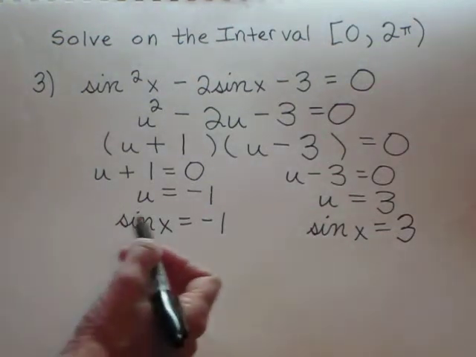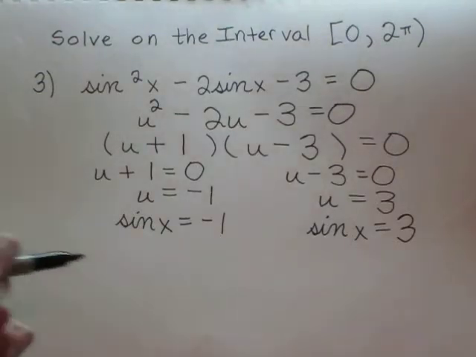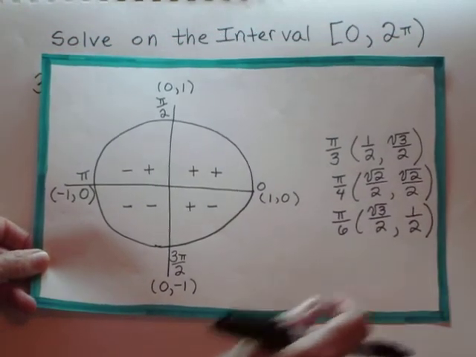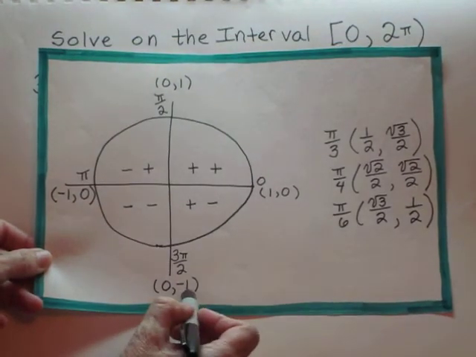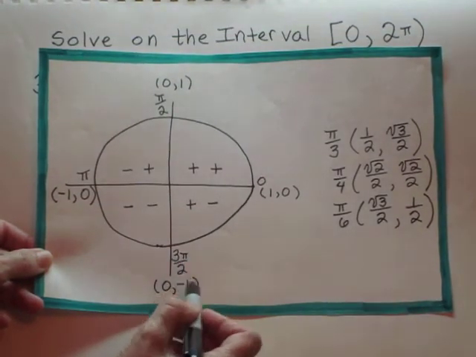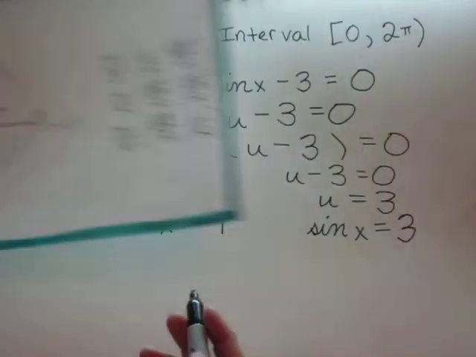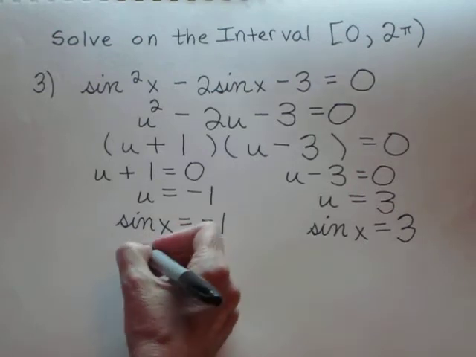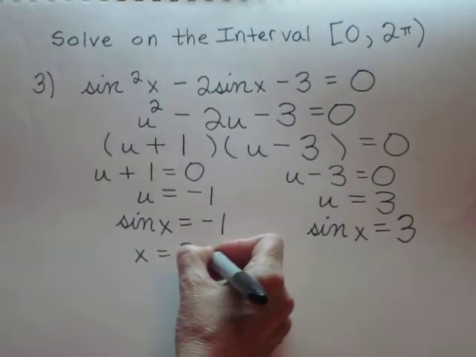So first off, what angle has a sine that's a negative 1? Let's think about our unit circle again. Where's the sine negative 1? Right here at the bottom, right? At 3 pi over 2. And that's the only place. So for this one, my angle x is 3 pi over 2.